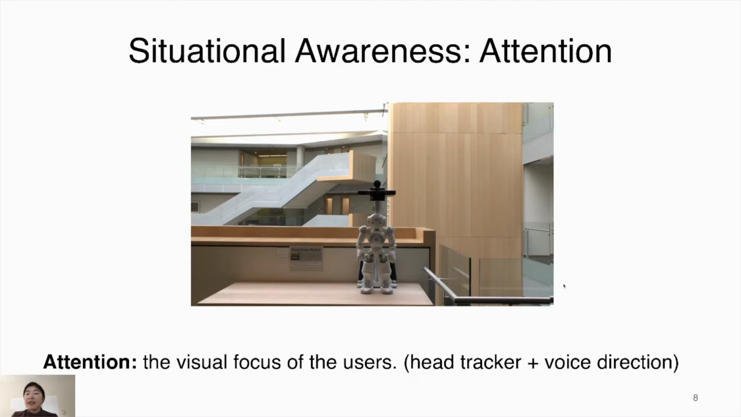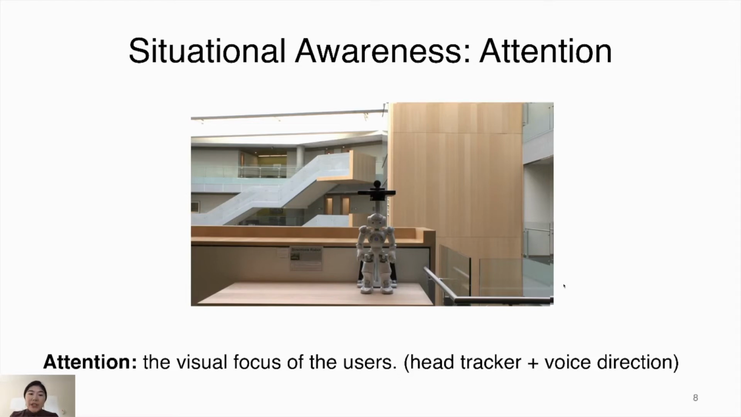Particularly, we have a task here, which is a customer service environment where the system gives people directions to different offices. Here, we really want to make sure the user is paying attention to the robot when we deliver instructional information, because lack of attention during critical information delivery can result in really bad task completion. So how do we detect users' attention? Here, we're mostly defining user attention as the visual focus of the user.